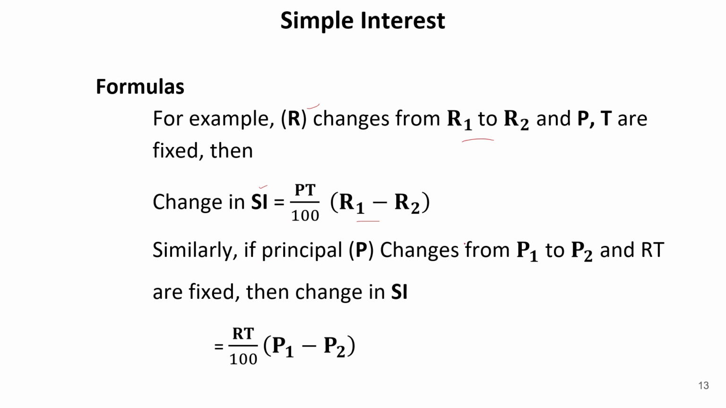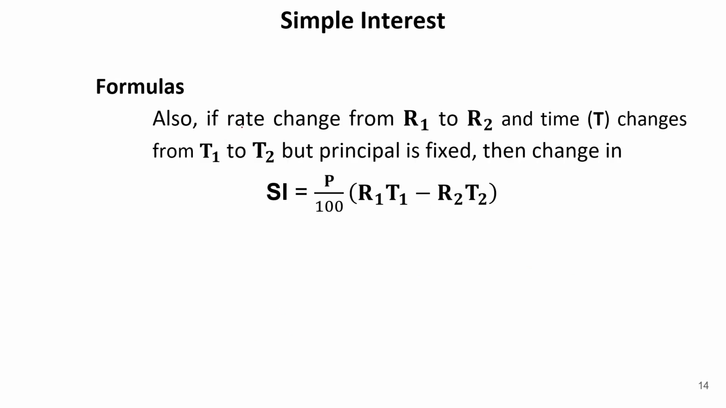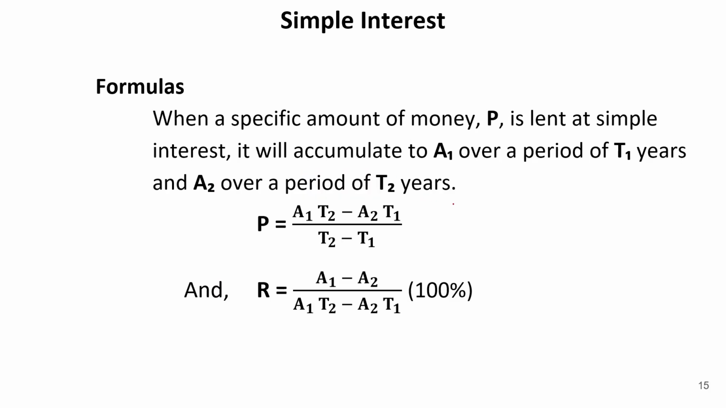Similarly, if the principal amount changes from p1 to p2 and r, t are fixed, then it will be r t by 100 into (p1 minus p2). If the rate changes from r1 to r2 and t changes from t1 to t2, but the principal is fixed, then SI is equal to p by 100 into (r1 t1 minus r2 t2).